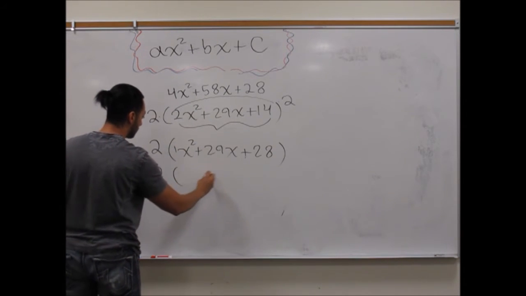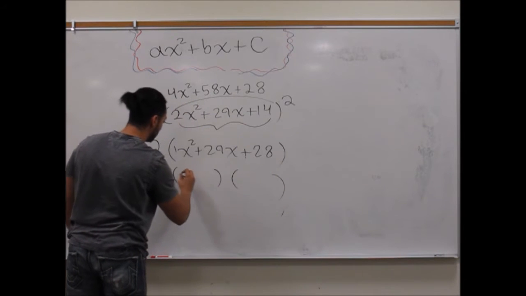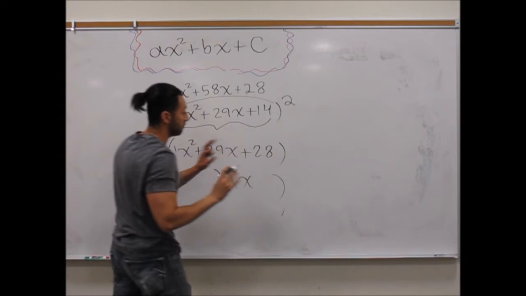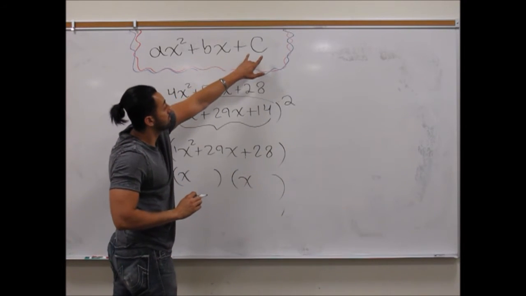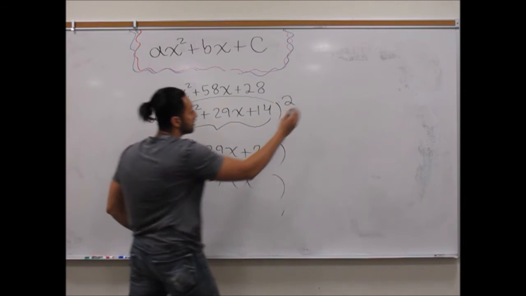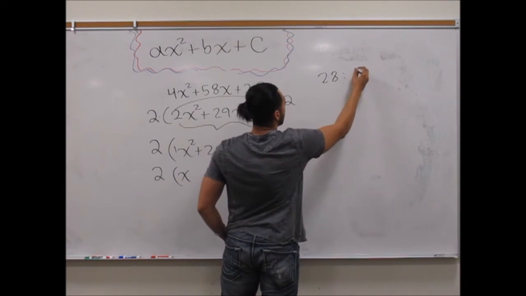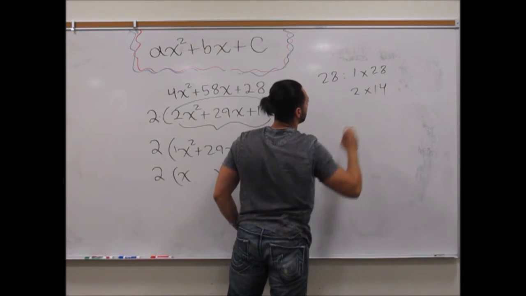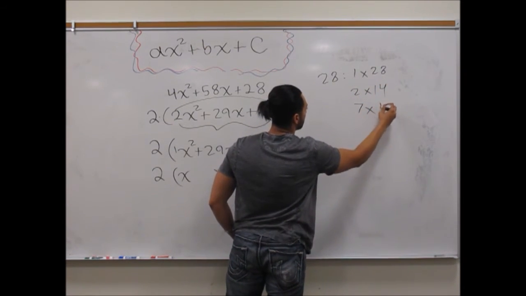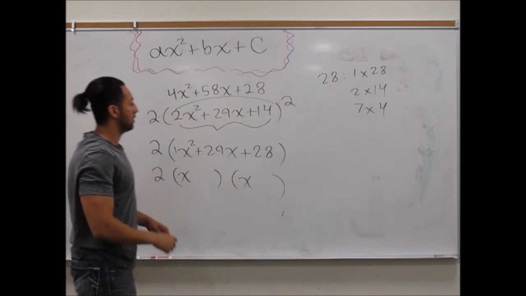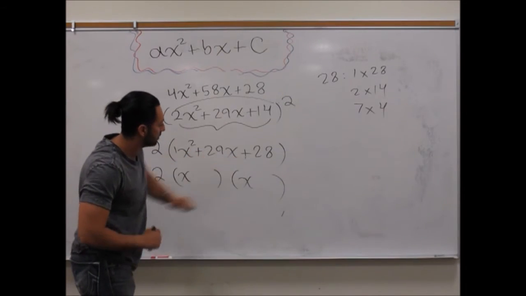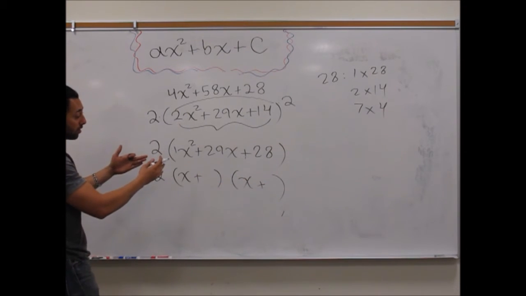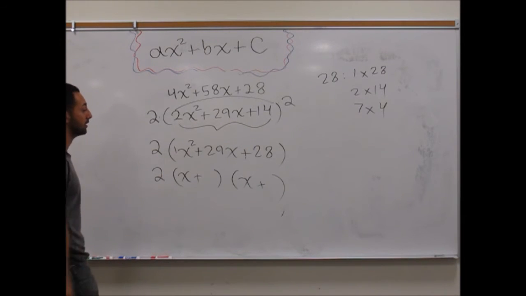So we get 2, open up 2 parentheses, put an x here, put an x there, 28. When we do that, we focus in on our C now, right? Which is 28. We want to see all the numbers that would go into that, which is 1 and 28, 2 and 14, 7 times 4. Alright, see, these are all positive here, right? So that means I don't have to worry about the signs, right? If it's all positive, you just put pluses there. We looked at that case.